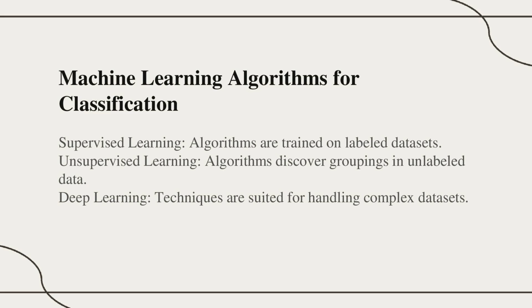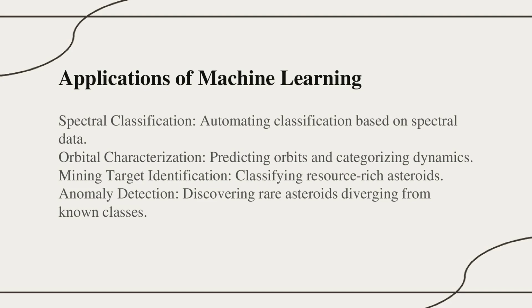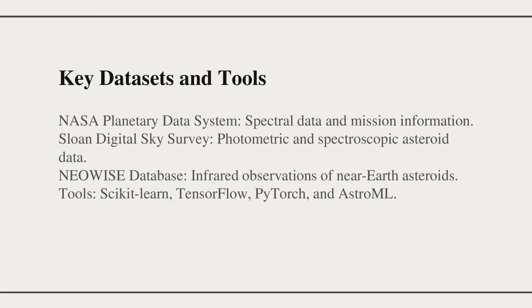But of course, there's still challenges. Yeah, I was going to ask about that. What kind of hurdles are we facing when it comes to using machine learning for asteroid classification? Well, data quality is a big one. Sometimes the information we get from telescopes or spacecraft can be messy or incomplete, like trying to solve a puzzle with missing pieces. So a blurry picture or maybe a weird shadow could throw off the results.